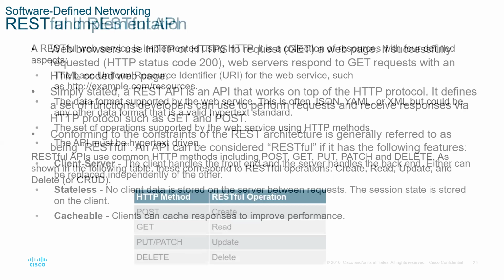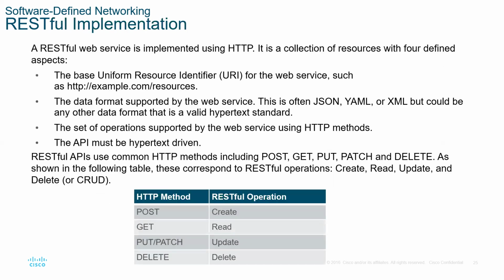Let's look at some of the methods. Here they are. A RESTful web service is implemented using HTTP, a collection of resources with 4 defined aspects. Right, a RESTful API has the following. We have what we call a resource identifier, a URI. We'll define it later.